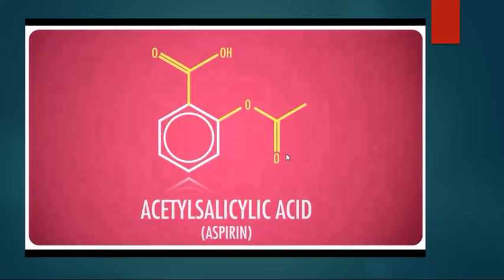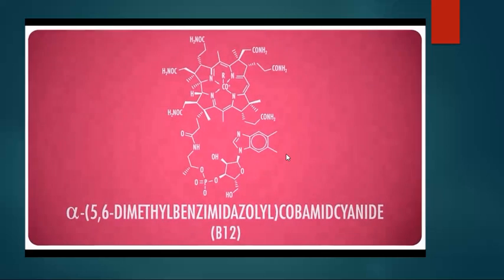And thus we can build the compounds we need, whether simple stuff like acetylsalicylic acid, aspirin, or something more complicated like alpha-5,6-dimethylbenzimidazolyl cobamide cyanide, better known as vitamin B12.